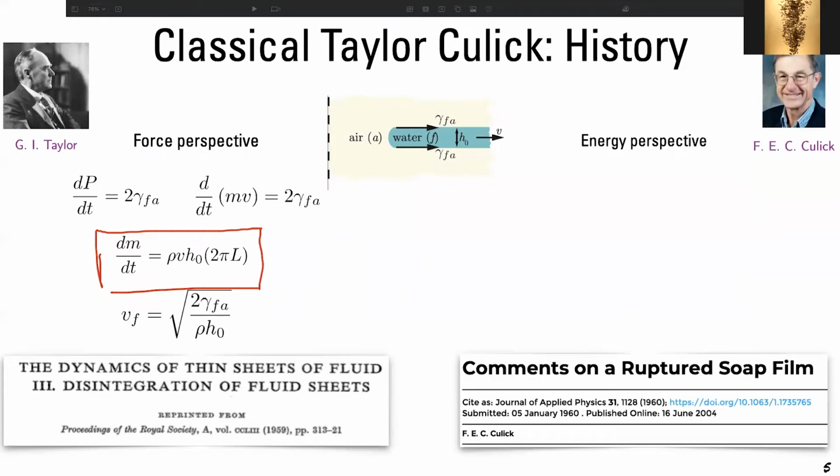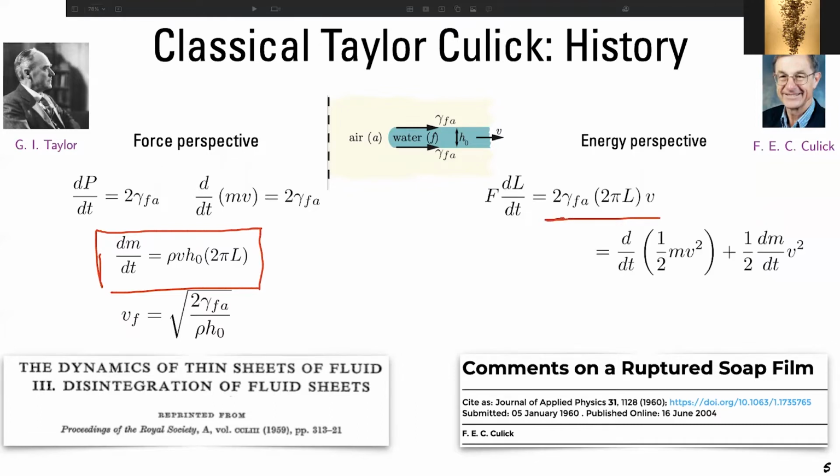Now, of course, if we approach this problem from an energetics perspective, then Culick played a major role by identifying that the net surface energy released goes into increasing the kinetic energy of the film and the viscous dissipation inside the liquid film. And it turns out that both these terms have exactly the same form. And again, by some algebra, you would get this Taylor-Culick velocity, which is the same as over here.